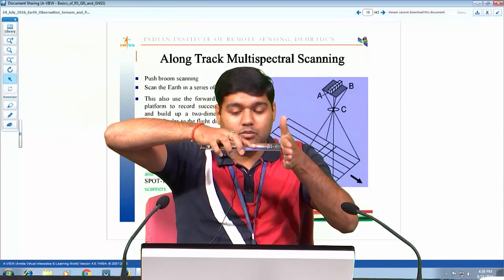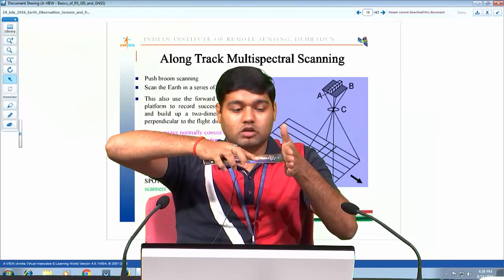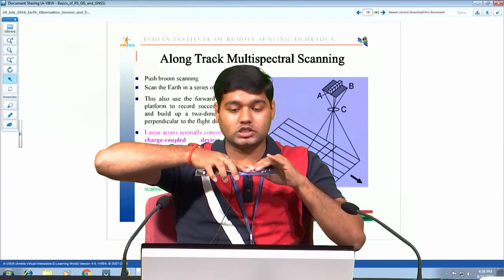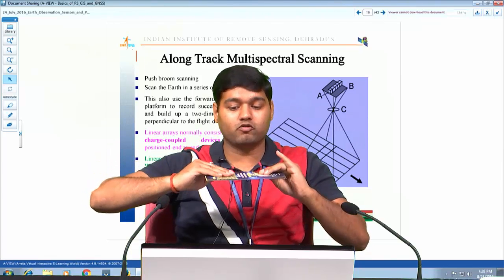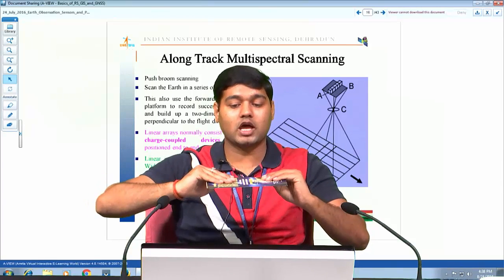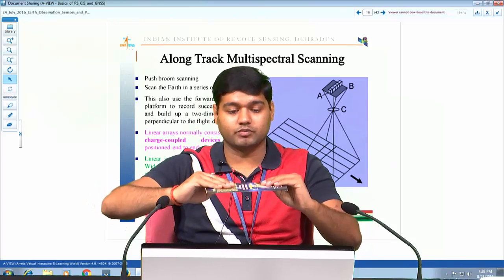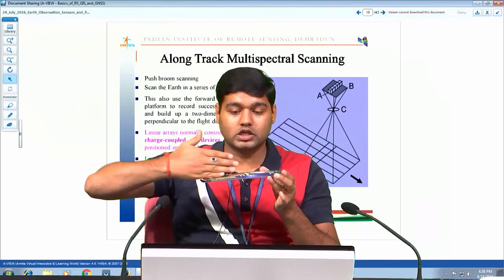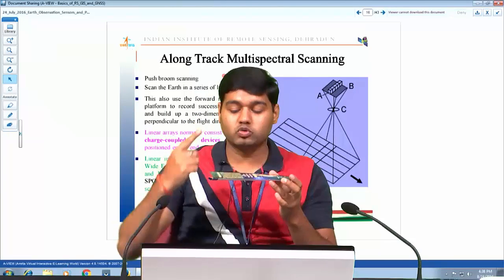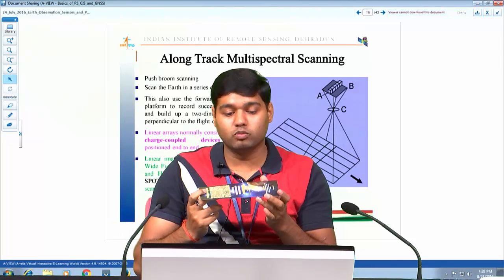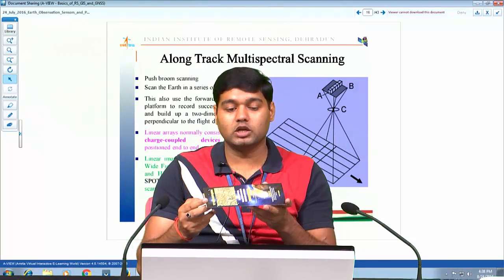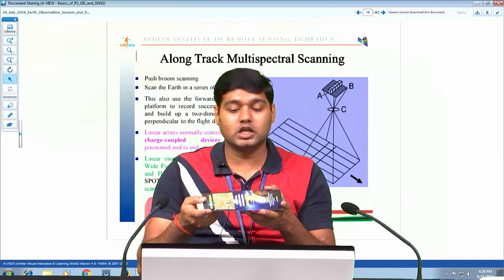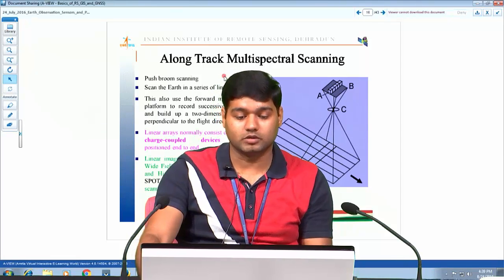So at the same instant when data acquisition is taking place, as the satellite is moving, it is acquiring the data. It is something like pushing the broom in the forward direction, moving along the track and collecting data. It also scans the Earth in a series of lines, but thousands of detectors are there. One linear array of detectors is for the blue band, one for the green band, one for the red band. Like that you have various linear arrays of detectors for collecting the data.